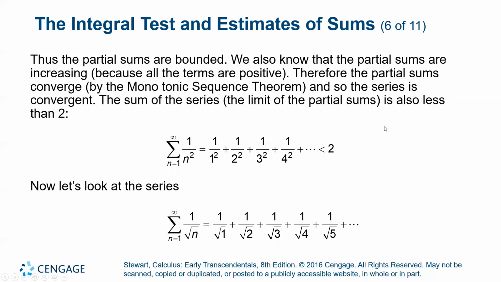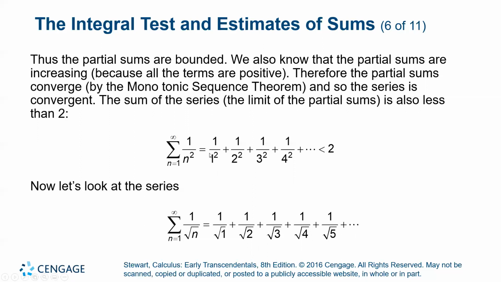We also know the partial sums are increasing simply because every single term in this series is positive, so it continues to get bigger as n increases. Therefore, by the monotonic sequence theorem, the partial sums must also converge. Therefore, the series converges. So we're absolutely sure the series 1 over n squared from 1 to infinity is convergent, and we just found that it's definitely less than 2.